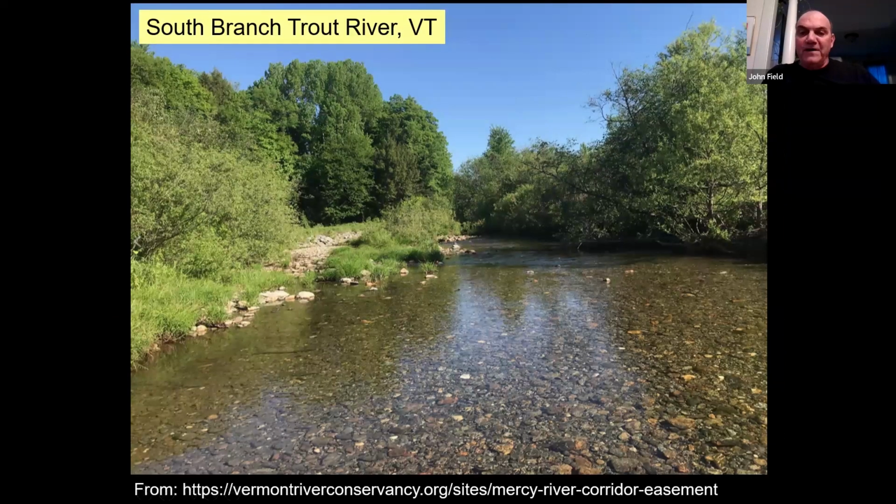We can see this in the one ground photograph I could find from the south branch of the Trout River. We see something very similar, an over-widened stream channel, maybe some shading, but maybe not across the entire channel. Very few pools, very little flow complexity, which is important for aquatic habitat.